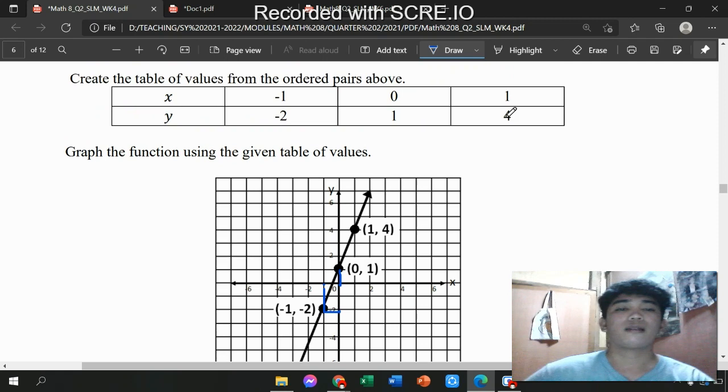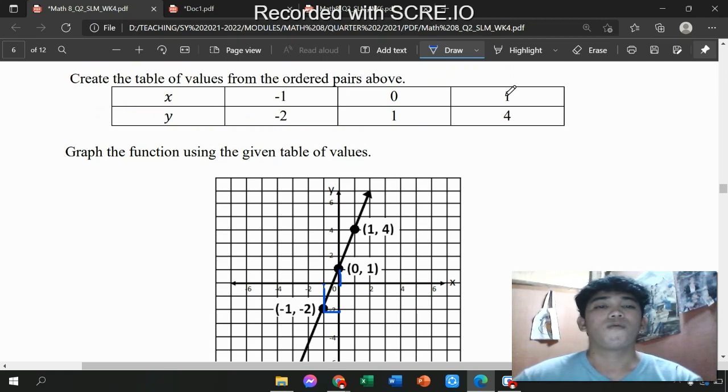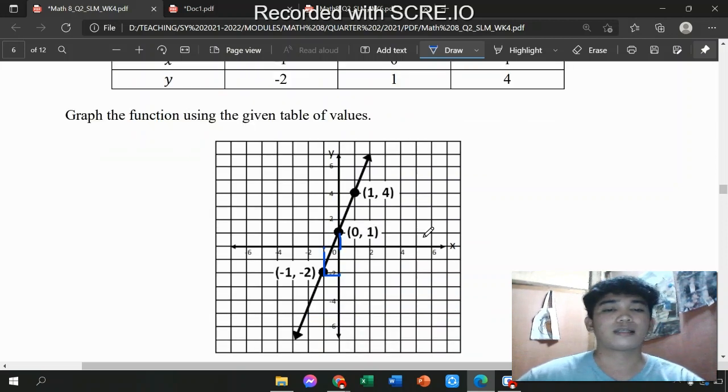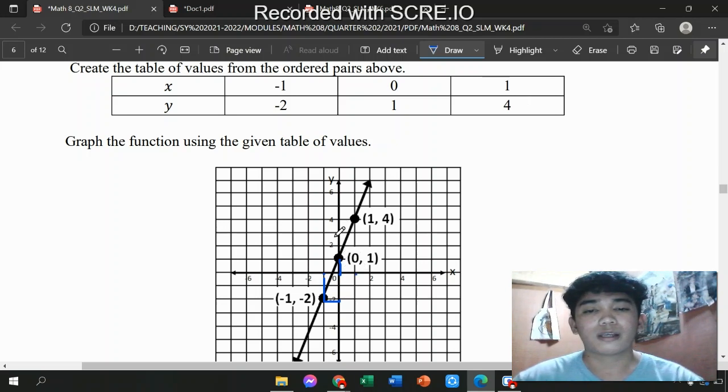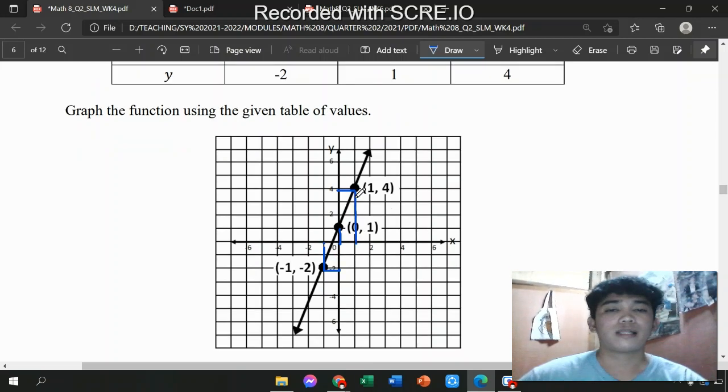And our last point, atong last ordered pair, 1 and 4. Ang x kay 1, ang y kay 4. So ari na pud ta mangita sa x, +1 man, so ari sa right. So this is ani ang +1. And sa atong y is +4, so nasa ibabaw. 1, 2, 3, 4. Then asa man sila mag-meet? Ani nga point. So after plotting our 3 points, atong na siyang i-connect in a line.